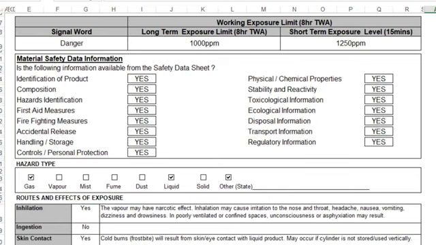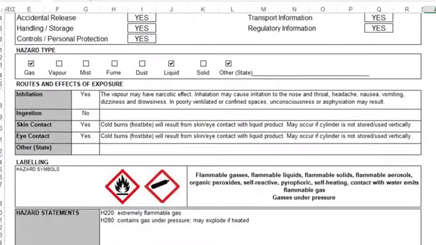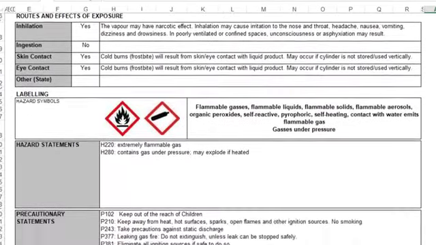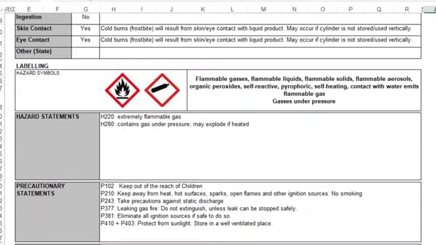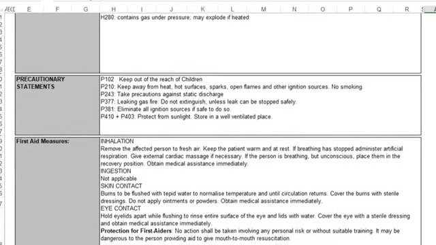We've also identified the hazard type as a gas and liquid. And here we've got the routes and effects of the exposure. So we've identified those based on the safety data sheet and the practices that we follow in our workplace, that it's associated to inhalation, skin contact and eye contact. We've captured the hazard symbols taken from the safety data sheet and described them, and we've also identified the hazard and precautionary statements from the safety data sheet and the first aid measures to be taken.